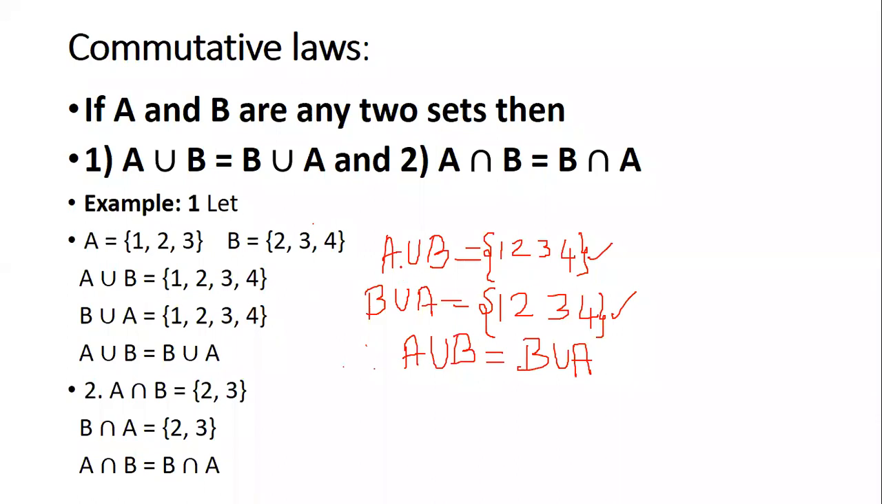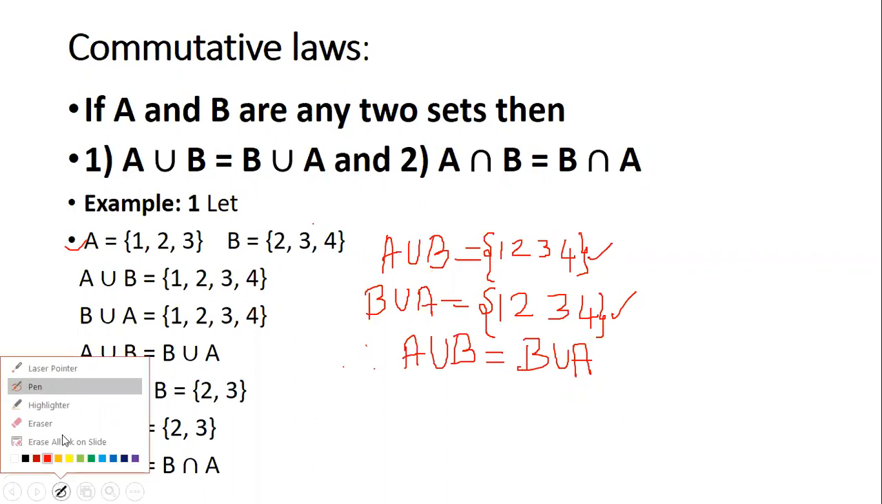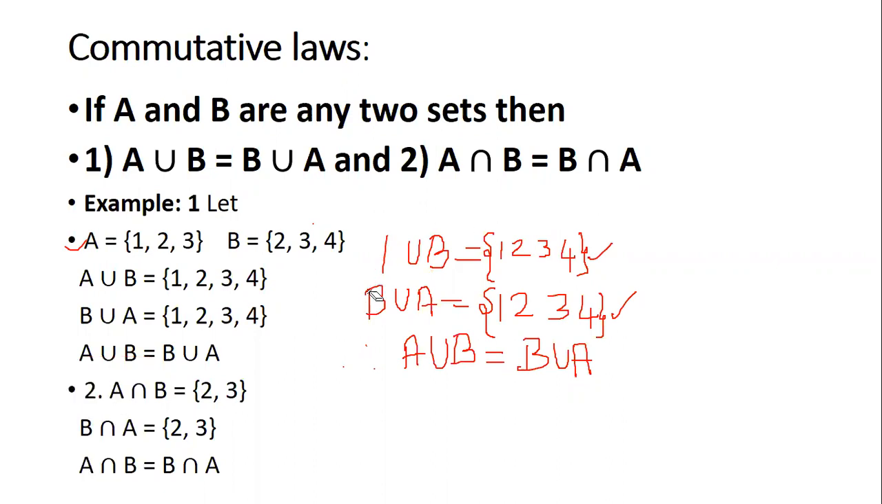Okay. Now, let's go for the next law, that is A intersection B and B intersection A. The application is almost the same. We are using the same sets, A 1, 2, 3 and B 2, 3, 4, but we are going to find the intersection. Now, what is intersection of sets?